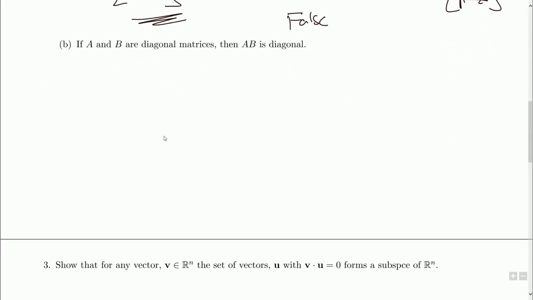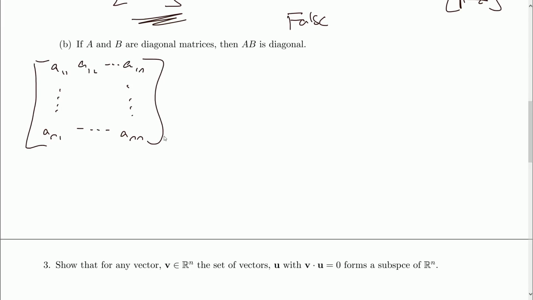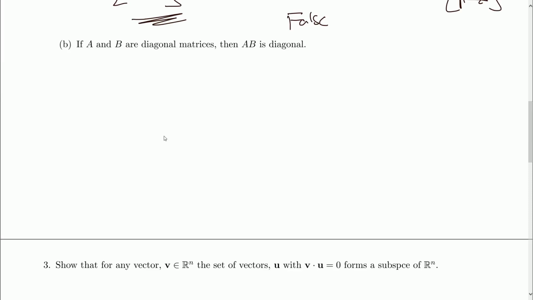Okay. B part. If A and B are diagonal matrices, then AB is diagonal. Okay. So, what does it mean to be a diagonal matrix? A diagonal matrix has A11, A12, A1n, all the way down to AN1, ANN. But the only non-zero things are going to lie along this main diagonal here. Okay. So I would say this one here is true.